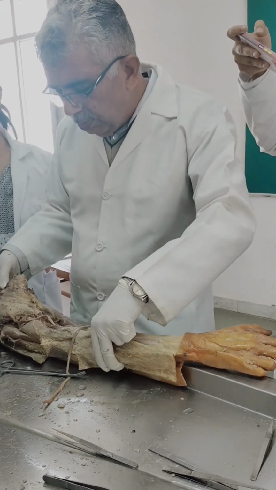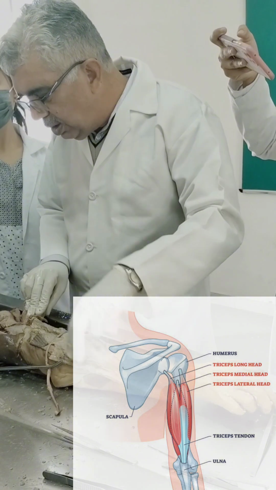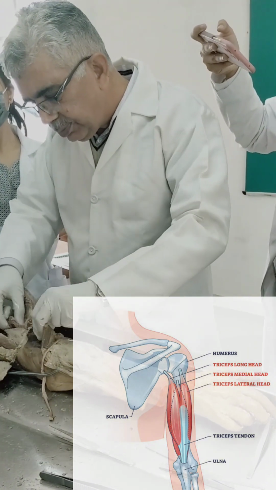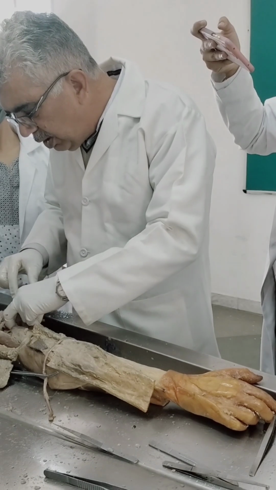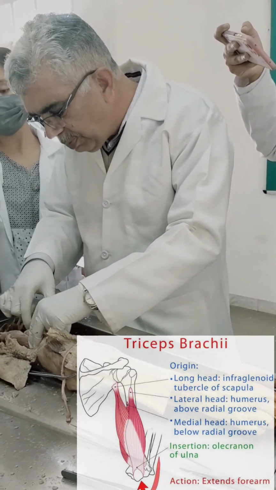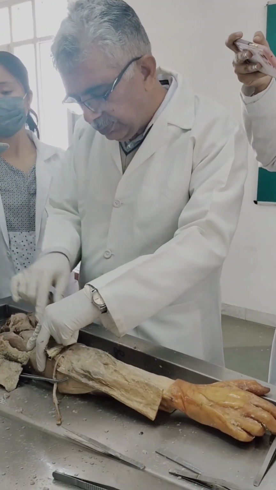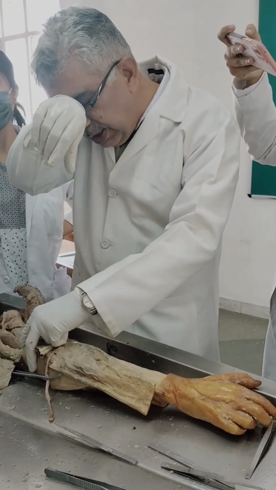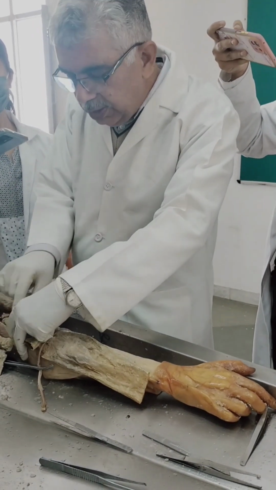In the back of our arm, we have only one muscle, the triceps. It has a lateral head, long head, and medial head. Long head takes origin from the infraglenoid tubercle, lateral head above the spiral groove. The middle head is hidden by these heads. Medial head lies below the spiral groove.